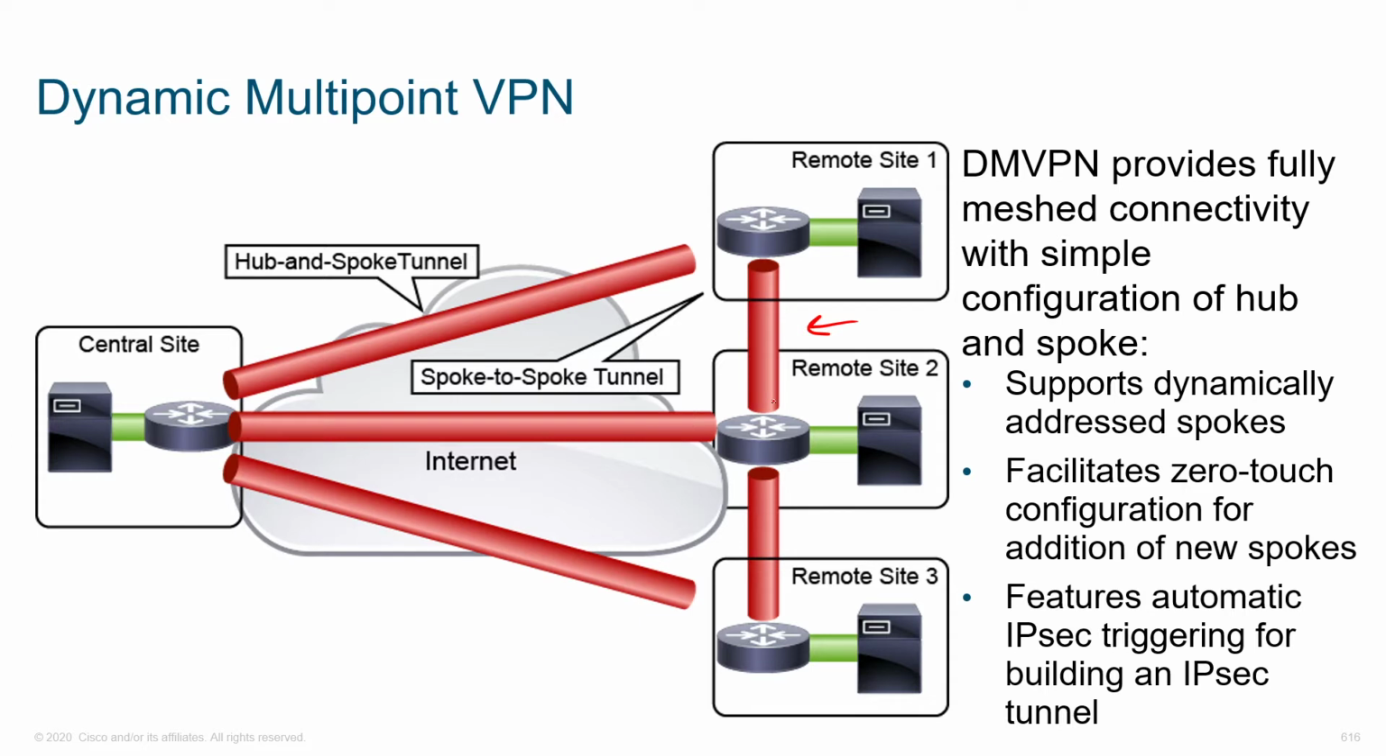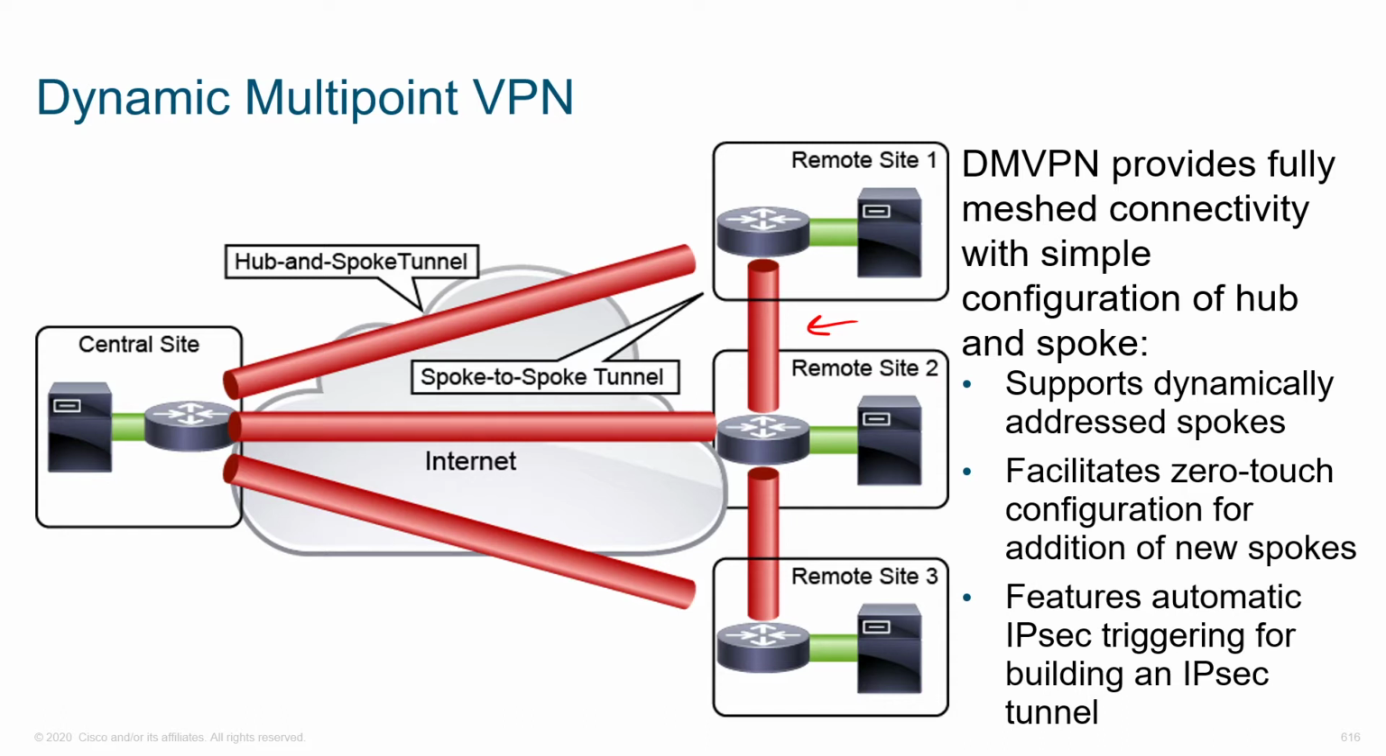We'll run through this real quick. DMVPN provides fully meshed connectivity with a simple configuration of a hub and spoke. Now, what's neat about this is it supports dynamically addressed spokes. Historically, if we wanted to build connections between the spoke sites, each of them would need static IP addresses from a service provider and static configurations.